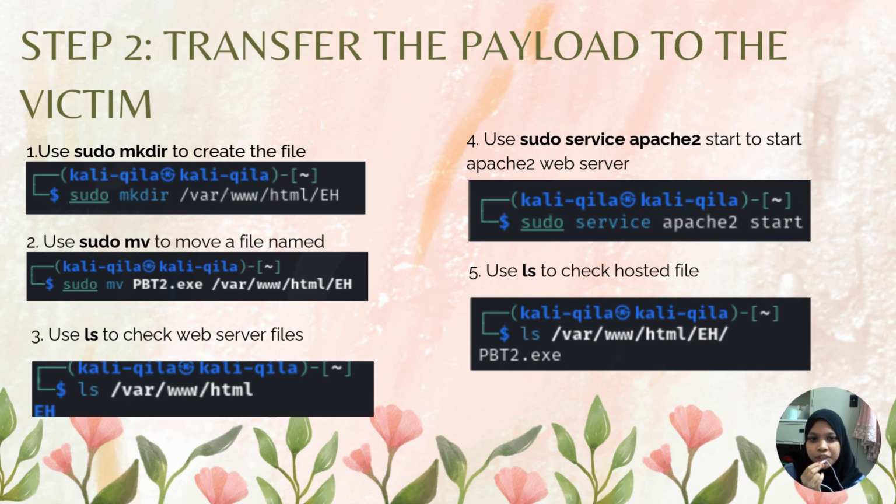For step 2, transfer the payload to the victim. First, we use sudo mkdir to create the folder. Second, we use sudo mv to move the file. Then use ls to check the web server folder. Then use sudo service apache2 start to start the Apache web server. Use ls to check the hosted file.